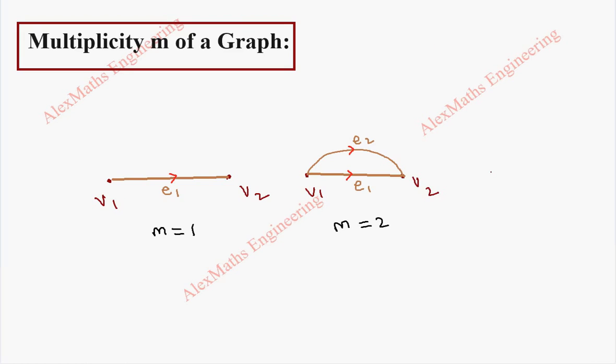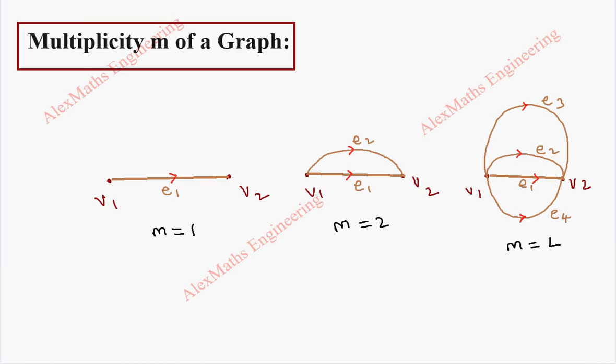We shall take another example. Suppose v1 and v2 are the two vertices, and I have edge e1, then another edge e2, then e3, then e4. So totally we have 1, 2, 3, 4. I have given the direction also. So the same pair of vertices is connected with 4 edges, so the multiplicity is 4.